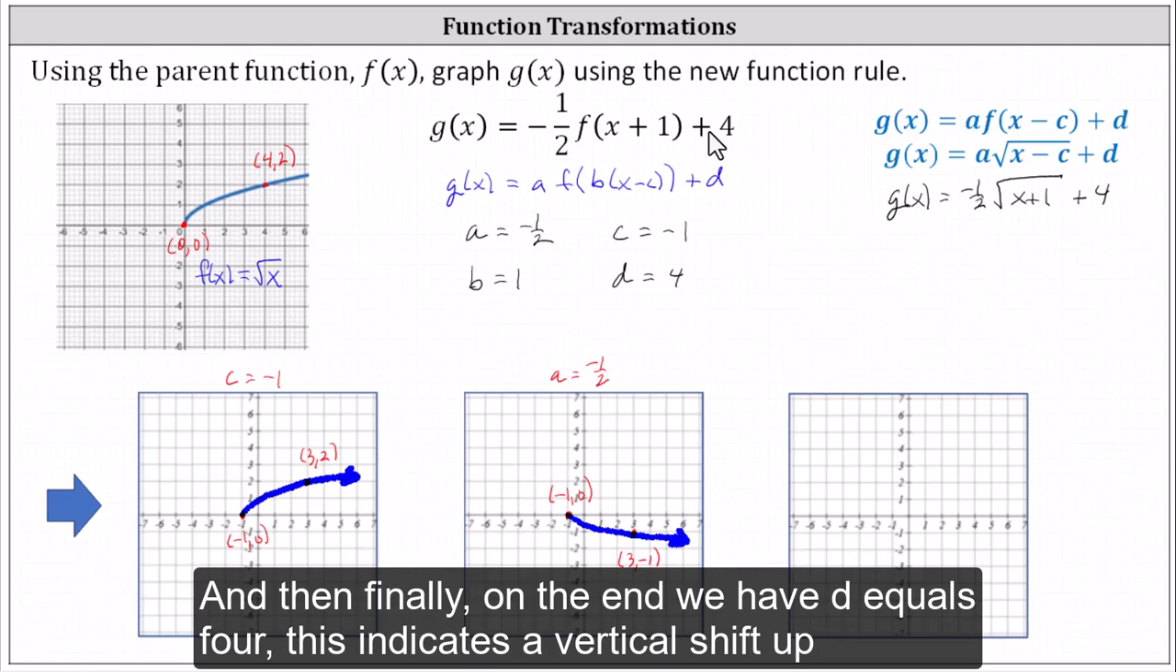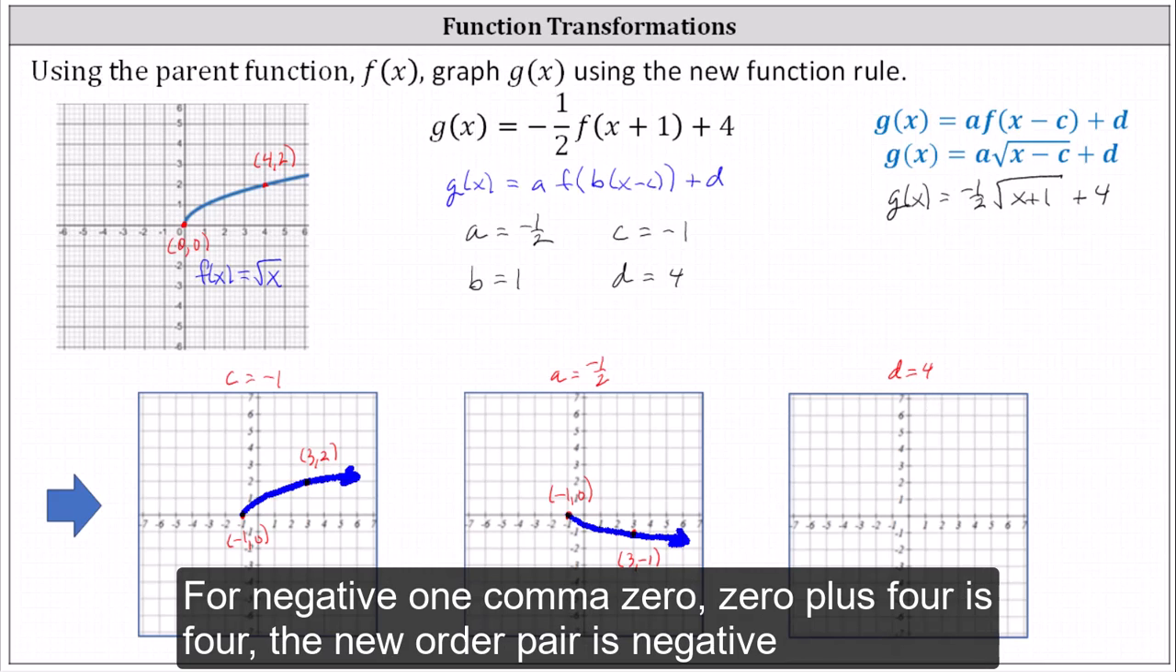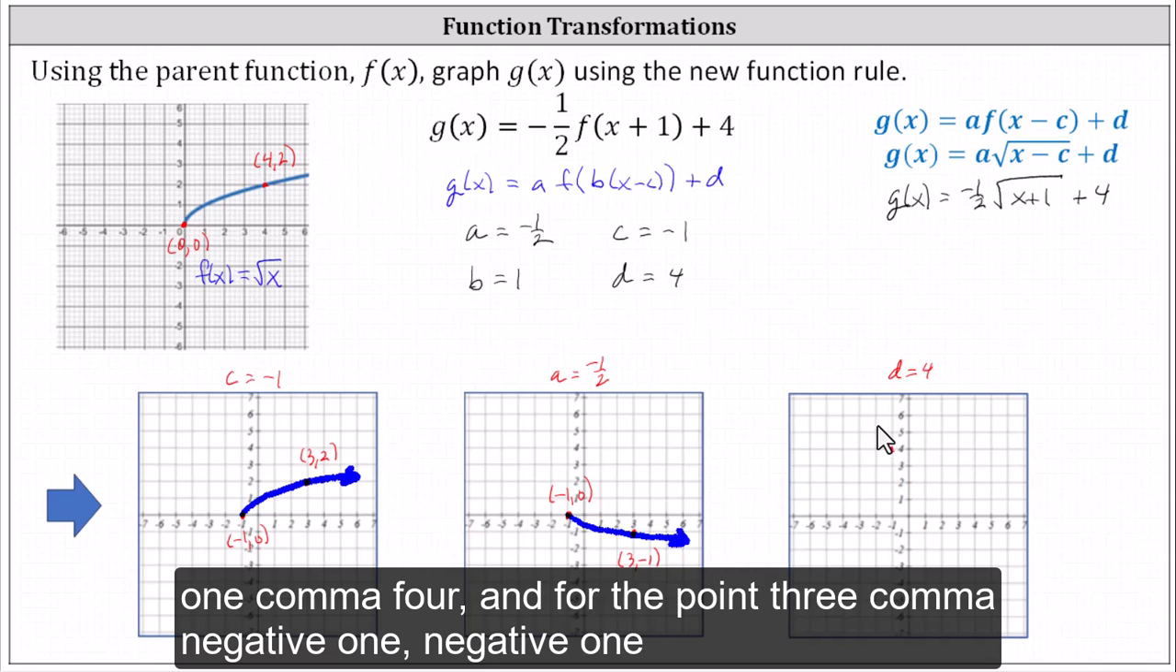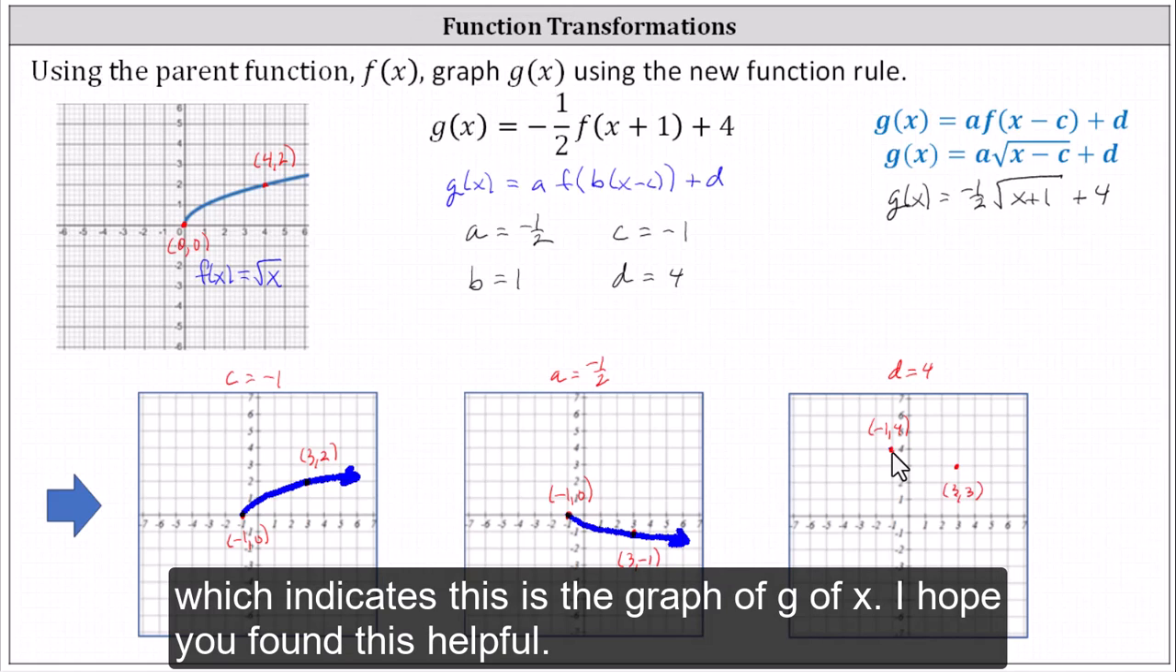And then finally, on the end, we have d equals 4. This indicates a vertical shift up 4 units. This affects the y values. We now add 4 to the y values of the two key points. For -1, 0, 0 plus 4 is 4. The new ordered pair is -1, 4. And for the point 3, -1, -1 plus 4 is 3. The new point is 3, 3. This is the final transformation, which indicates this is the graph of g of x.